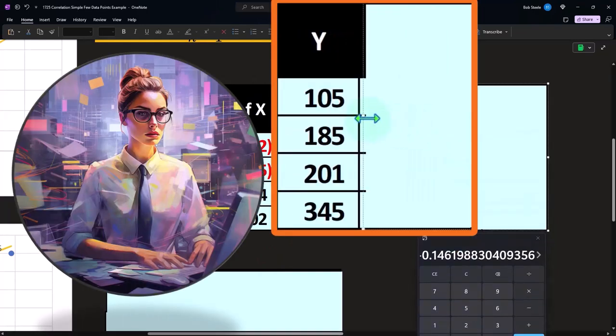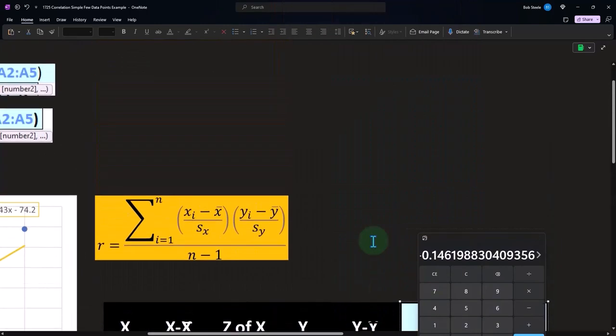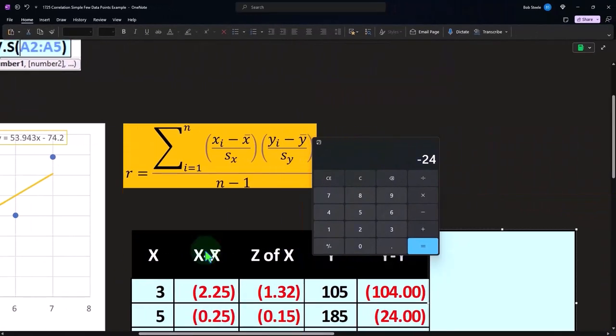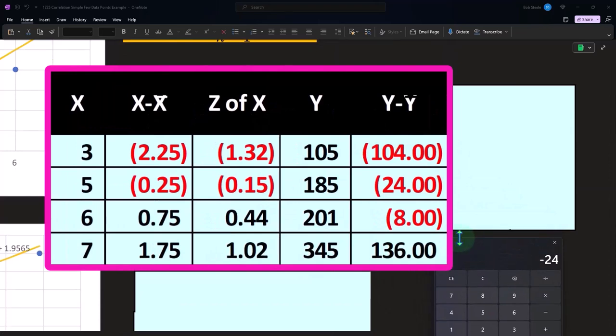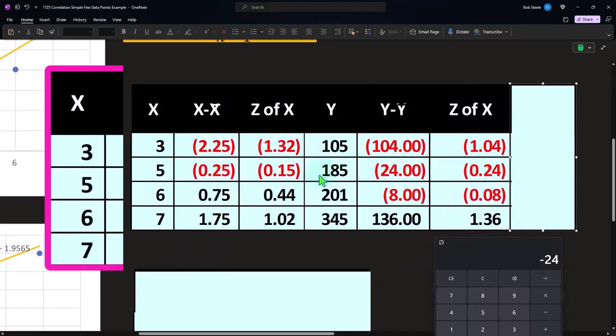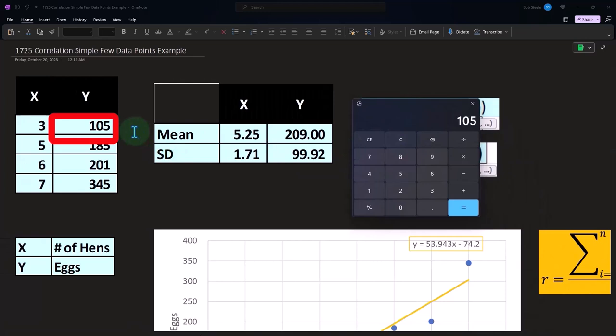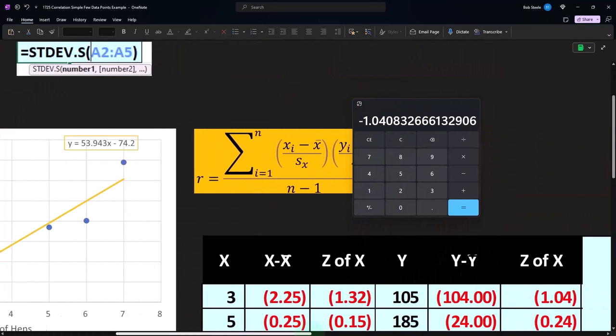And then we do the same with the y's. Here's all the y's minus the mean of the y. So we'd say, okay, the y's over here would be, for example, 105 minus the 209, boom. And then we would take the next one, 185 minus the 209, and so on and so forth. So if I go over here, we're going to say, there we have it, negative 24, negative 8, and then we take each of those and divide it by the standard D. So we'd do the same thing. If I took this first one, 105 minus the 209 divided by the standard D, 99.92, about 1.04 on the negative. So there we have that.